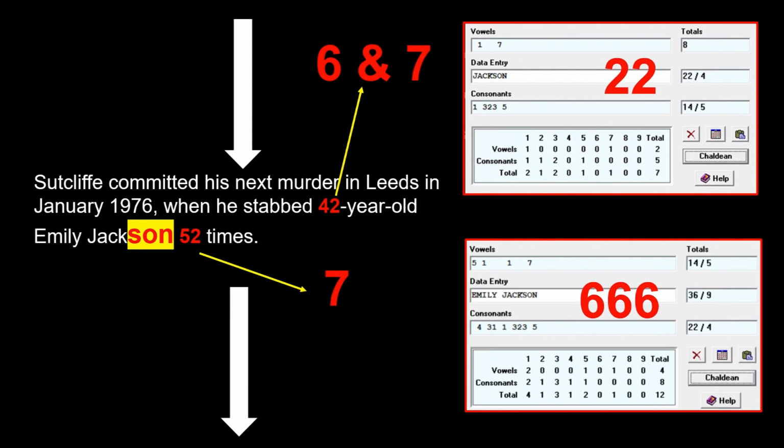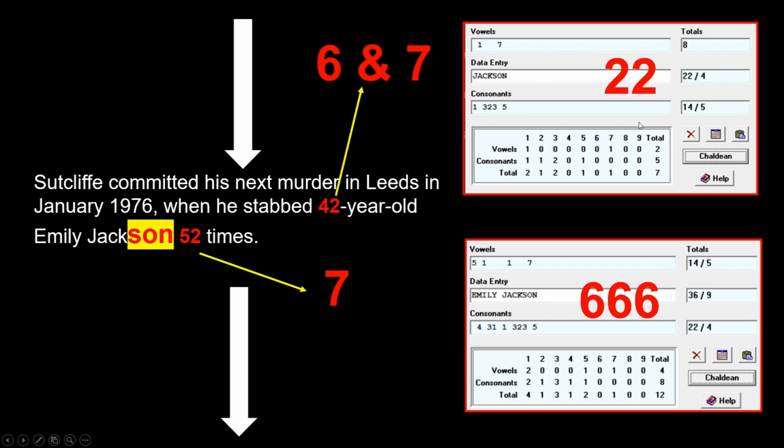So we're back on the next victim now, and he committed his next murder in Leeds in January 1976, and he stabbed 42-year-old Emily Jackson. So there is our son, and wherever you see the son in the name, it can mean to some people that this event isn't real. And this person was stabbed 52 times for our 7. So we've got a 42, we've got a son in the name, we've got a 52.